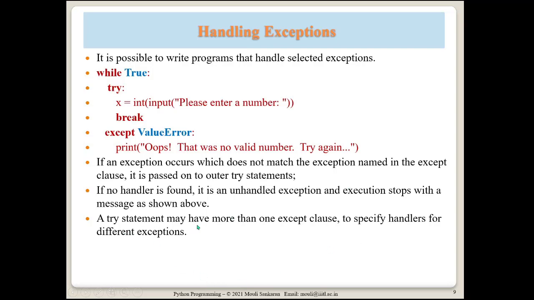A try statement may have more than one except clause. You can have more than one except clause. The value error is this. I can say except something and then I handle it, except something else and I handle it. So it is like a switch case statement in C. You can have multiple except statements where it might try to match the exception with one of the exceptions that you are willing to handle. At most one handler will be executed.